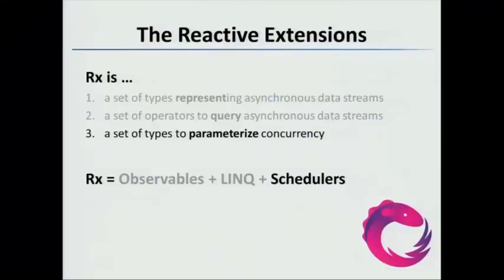So previously we've talked about the observable and LINQ aspects of Rx, which allows you to represent asynchronous data streams and to query them. Now we're going to talk about the parameterizing concurrency part. In particular, you should note that since these data streams are asynchronous, that means there is concurrency that's potentially involved. And that means you have to be able to parameterize it so you can say where the concurrency is created.